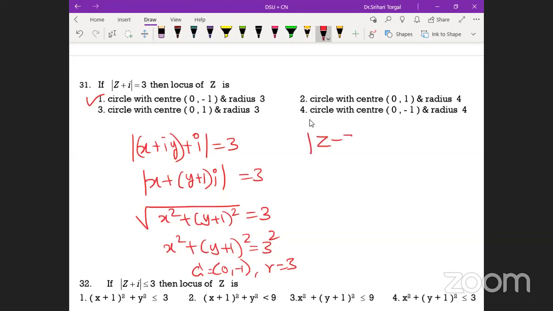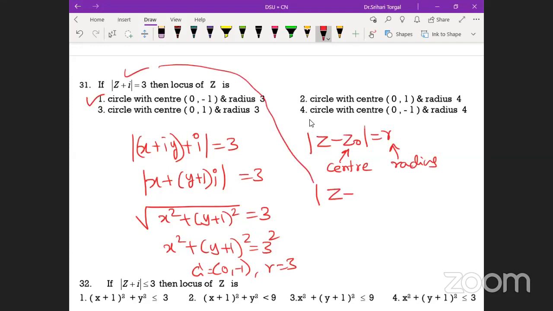Just remember this formula: modulus of z minus z naught is equal to r. This z naught represents the center. r represents the radius. If I convert this equation into this form, what happens? z minus of minus i is equal to, what is r? It is 3. So modulus of z minus of minus i is equal to 3.